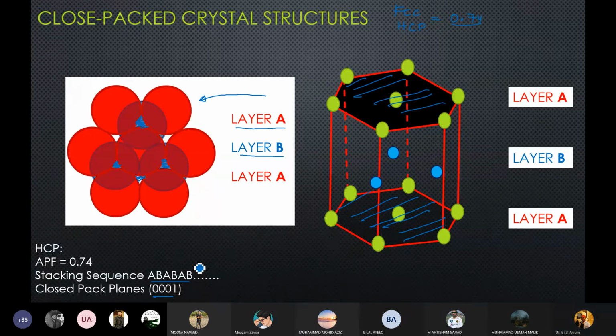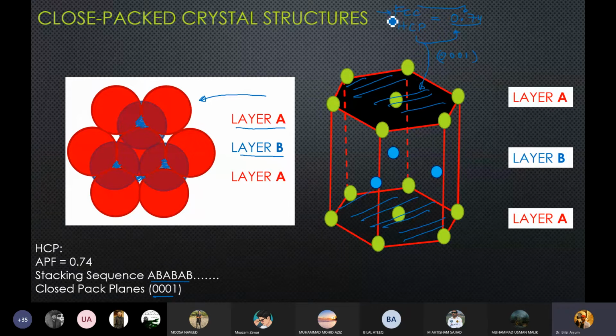All right. Moving on, in HCP the atomic packing factor is highest, 0.74, and within HCP it is this plane, which is layer A, or the 0001 plane, the closest packed plane. We'll come to know the importance of close packed planes later when we see deformation. But you need to understand that this is the closest packed plane in HCP. Similarly, FCC has a similar atomic packing factor.